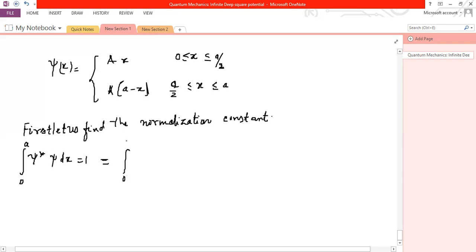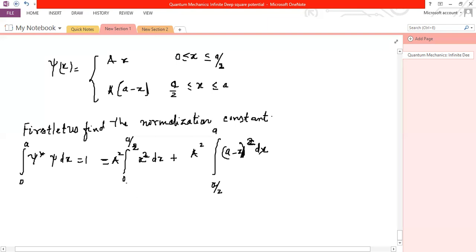It is equal to the integral from 0 to a/2, where our definition is simply Ax, so it would be A squared x squared dx. And then we have, again, some A squared turning up here, the integral from a/2 to a of (a minus x) whole squared dx.